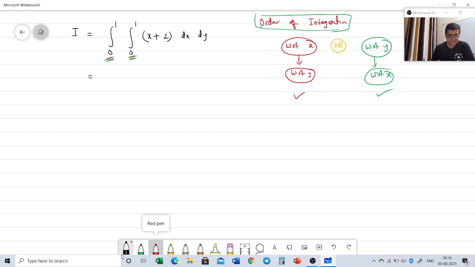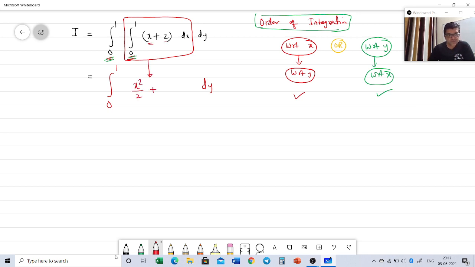Let's now look at this question. This one is my inner integral. So I'll evaluate the inner integral first, keeping the outer integral as it is. Inner integral will be: integral of x will be x squared by 2 plus integral of 2 will be 2x, and this is between the limits 0 to 1. The outer integral is as it is, integral 0 to 1. I put the upper limit, so I'll get 1 by 2 plus 2, minus I put the lower limit, that is going to give me 0.